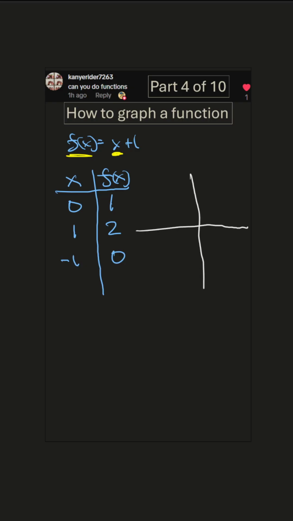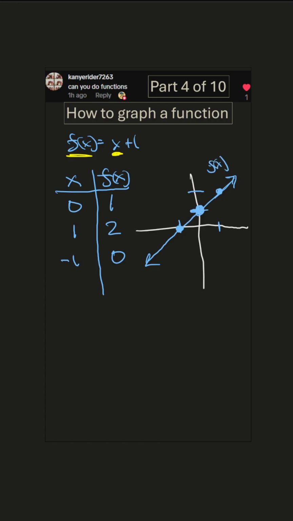Make a nice simple graph. So 0, 1: we stay right at the origin and we go up 1. Let's put a point right there. 1, 2: we go to the right 1 and we go up 2. Right there. Negative 1, 0: we go to the left 1 and then we stay on the x-axis just like that. So this is a line, and that is f of x.